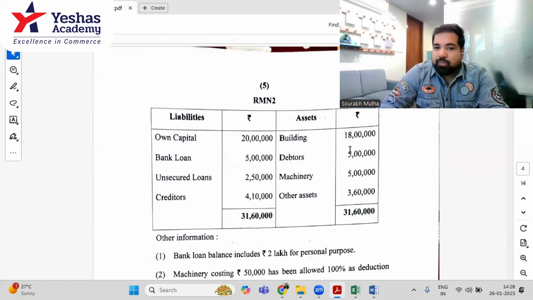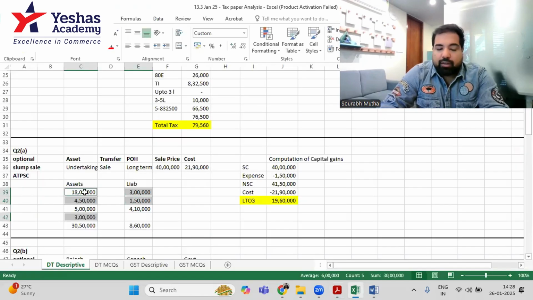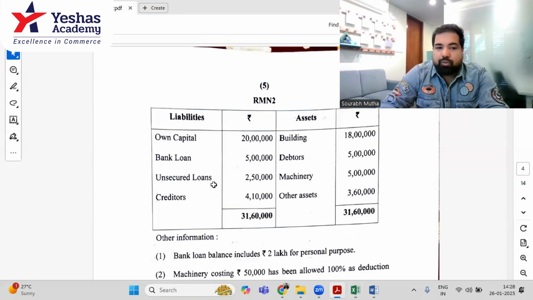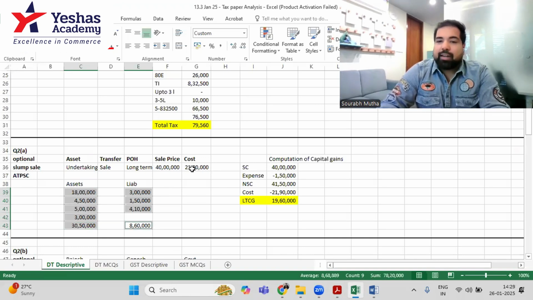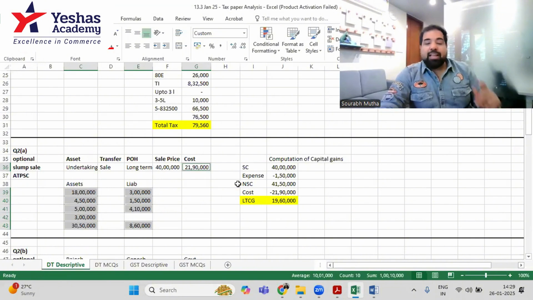18 lakh comes in. Here 18 lakh. Machinery comes in at 5 lakh. And there is creditors of 4 lakh 10. So if you take all these assets, 30 lakh 50, all these liabilities, 8 lakh 60. So your net worth is 21 lakh 40, 21 lakh 90, I'm sorry. This 21 lakh 90 is the cost, and the selling price is 40 lakh.